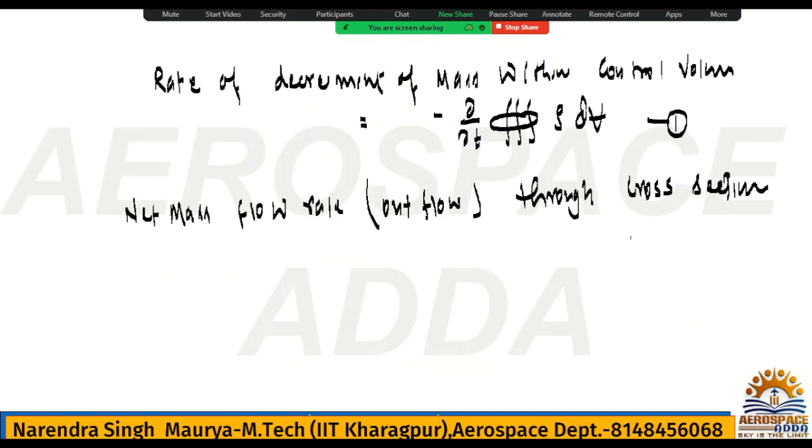Now check. Suppose this is the cross section. Through this, water is going out, no? So this is the outflow. Yes or no? Outflow. And you say this is the velocity vector v. Okay. Outflow from the cross section.